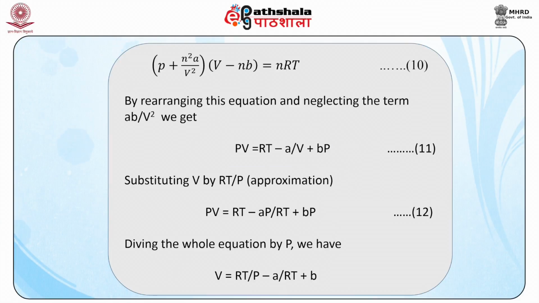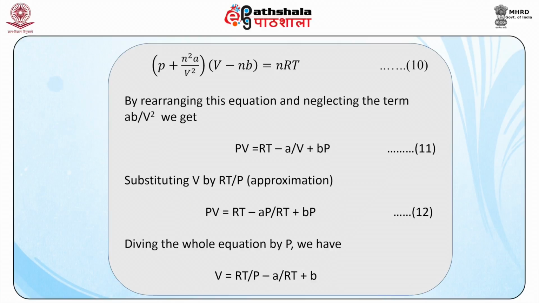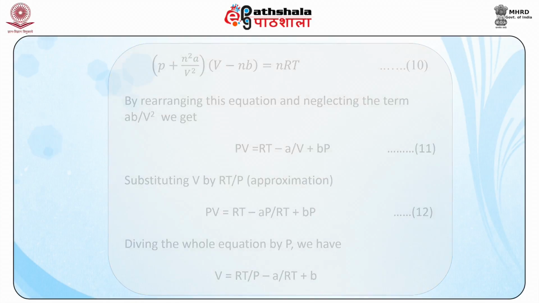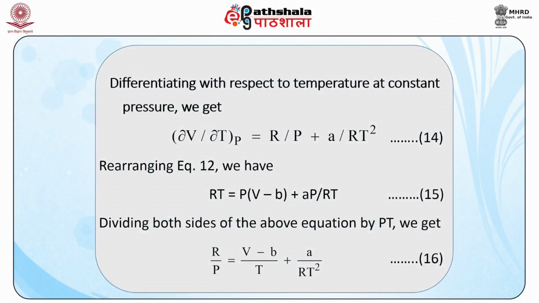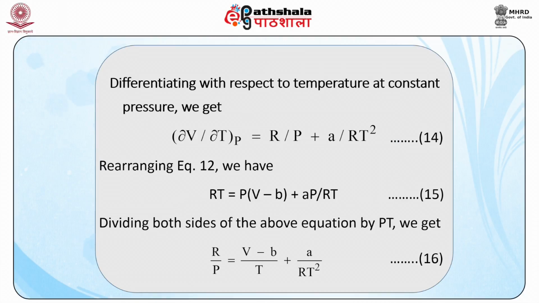Substituting V by RT/P, we get PV = RT − aP/RT + bP. Dividing the whole equation by P, we get V = RT/P − a/RT + b. Differentiating with respect to temperature at constant pressure, we get del V by del T at constant pressure equal to R/P + a/RT².